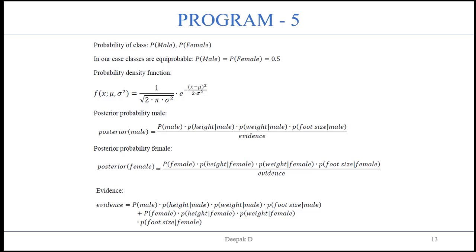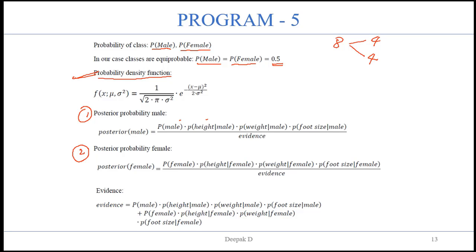So now I need to identify the prior probability. How do I identify? By taking the probability of male and also the probability of female. See, in our case, out of 8 instances, 4 instances are male and 4 instances are female. In the sense, the probability is equally distributed. So the value for probability of male and probability of female is 0.5. So this is the formula for the probability density function. So what I need to do is identify the posterior probability of male and also the posterior probability of female. So in order to identify these two values, I need to identify these terms.